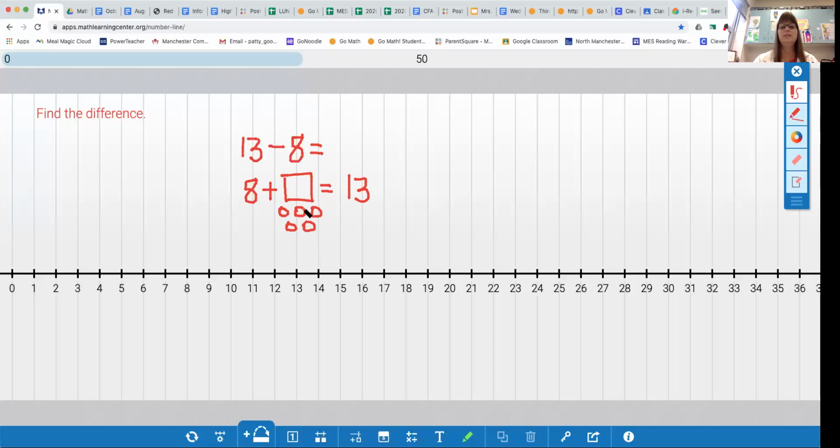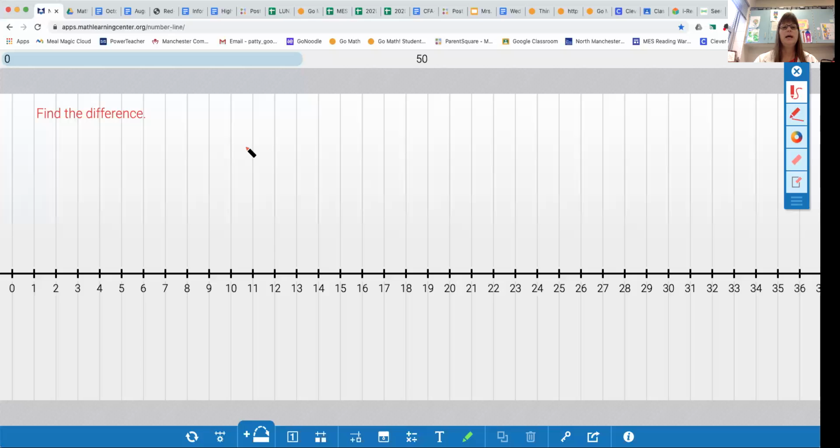So 8 and this many more equals 13, because 8 and one more was 9, another one was 10, 11, 12, 13. So 8 and 5 more. When I count, there's 5 circles there. 1, 2, 3, 4, 5. So 8 and 5 is 13. So now I know 13 take away 8 is 5. Let's try another one of these where we're doing the related fact and we're counting up.